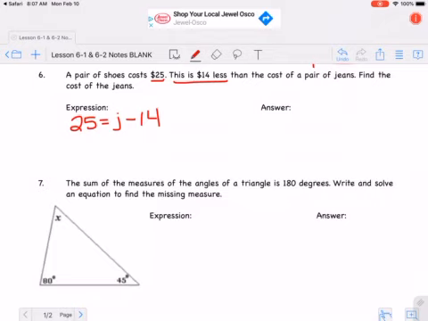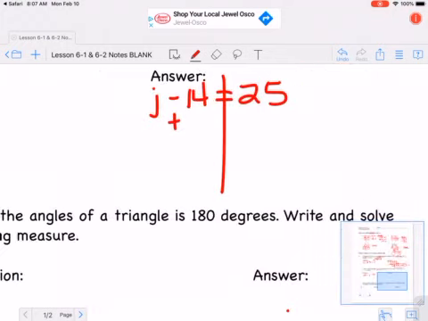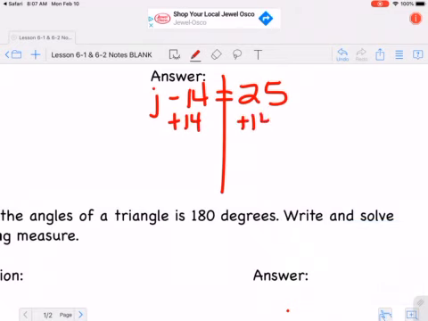Okay? From here, I'm going to rewrite this to j minus 14 is equal to 25. Then I have to solve. So plus 14 on both sides. And the cost of my jeans is going to end up being $39.